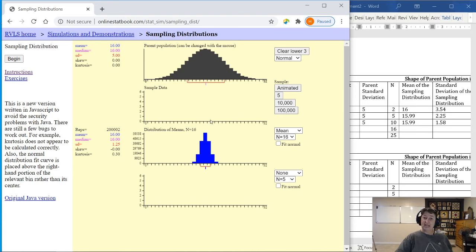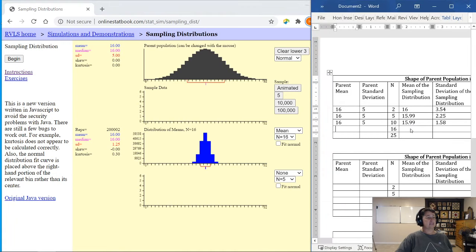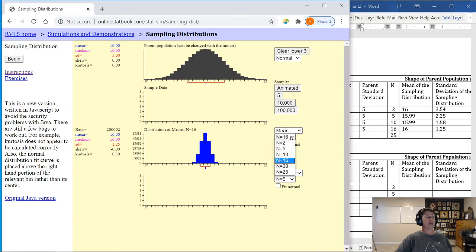Notice again that that distribution is still approximately normal. Here, my mean is 16. My standard deviation, though, got even smaller. So it was 1.58, and now we're at 1.25. My parent mean and that standard deviation did not change. We'll do it one more time with this shape of normal, and then we'll try a different shape from our parent and just see what happens when we do that.